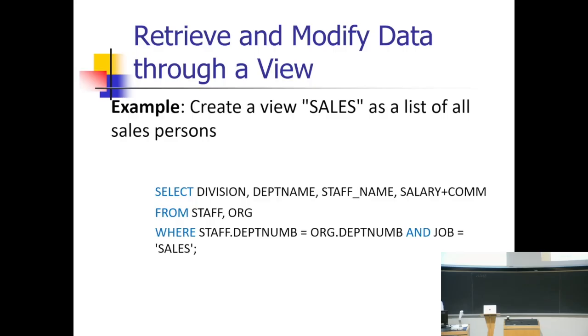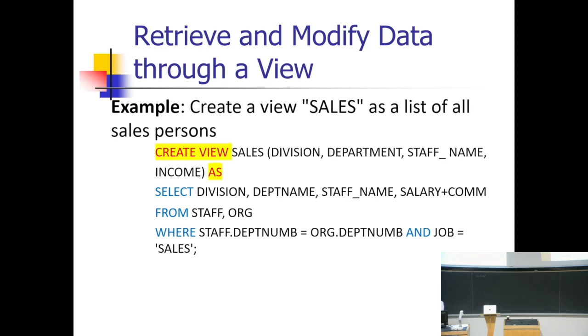Now, this is just some points about views. I already mentioned views before. For example, creating a view sales as a list of all salespersons. How can you do that? Just write create view and the name of the view you want, with the columns, and then AS. So this is the syntax just to create a view.